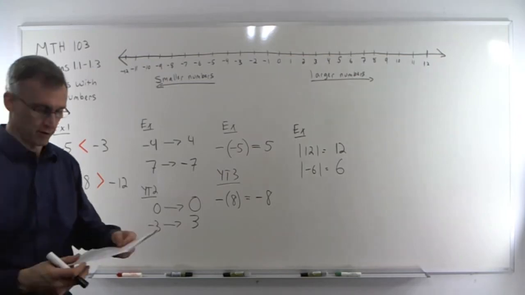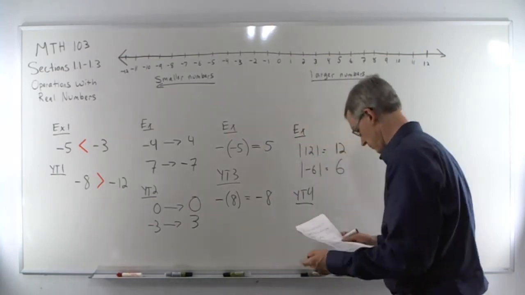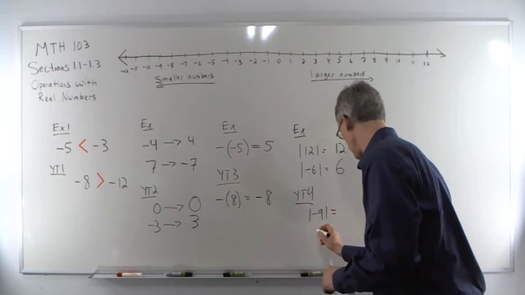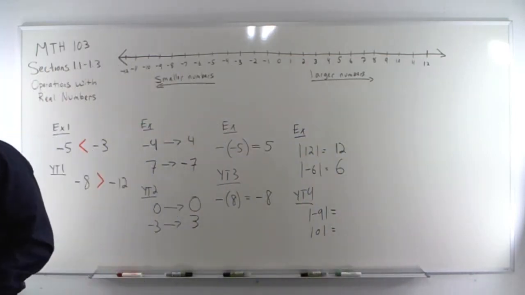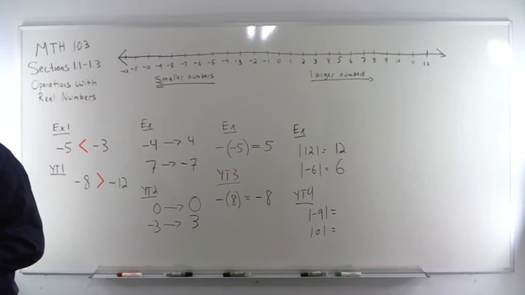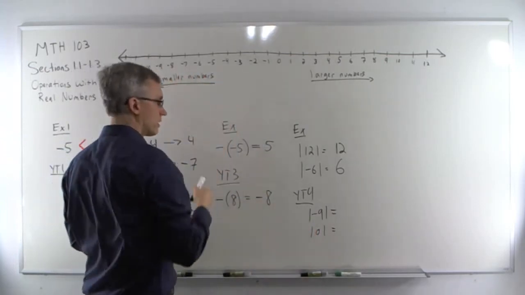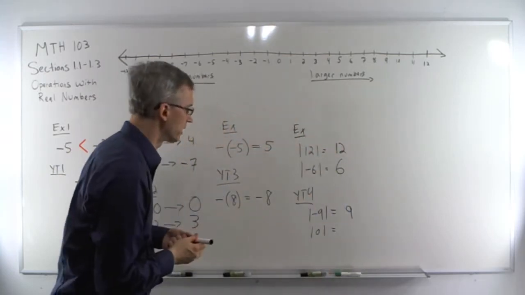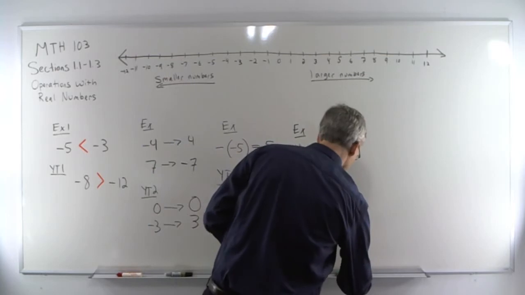Your turn, number 4. All right, so negative 9 is 9 units away from 0. So that absolute value is 9. Just strip out the negative. And 0 is 0 units away from 0. So that's just going to stay 0. Absolute value of 0 is 0.